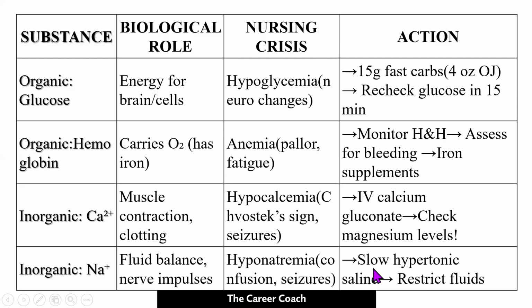So sodium, which is an inorganic compound, is a key extracellular electrolyte that helps control water balance. So if there is hyponatremia, there is need to give slow hypertonic solution such as your 3% or 5% normal saline, which is hypertonic in critical conditions.